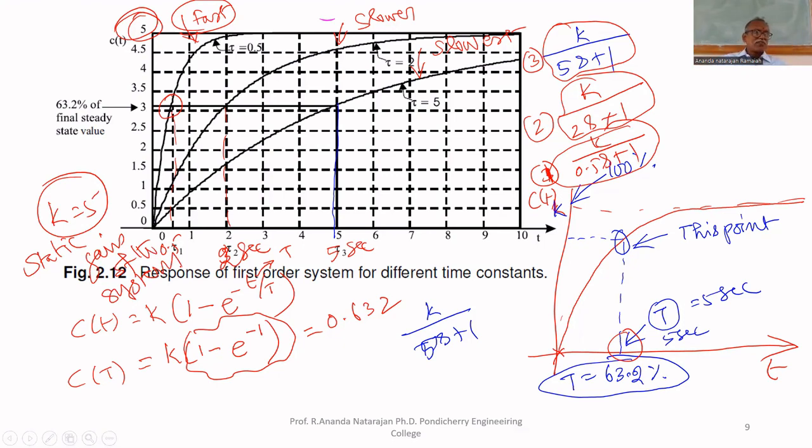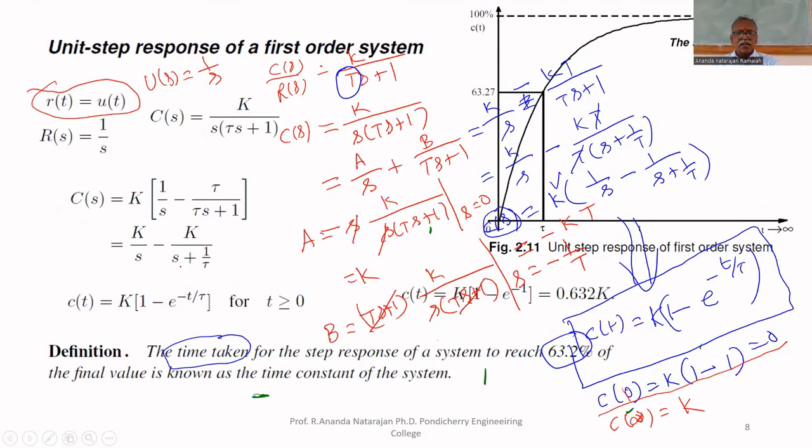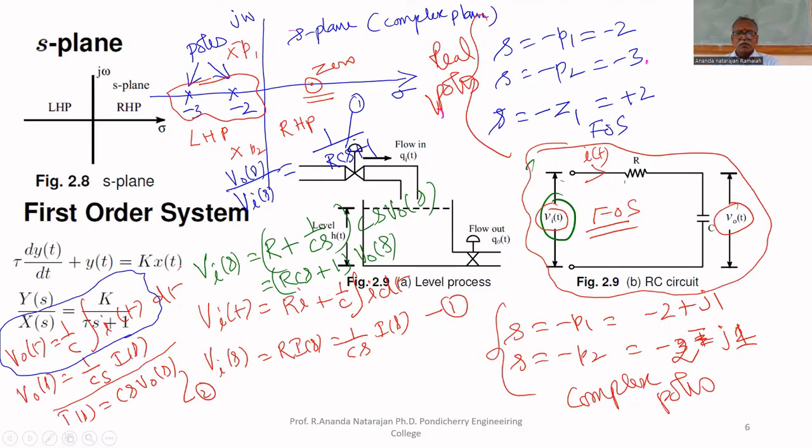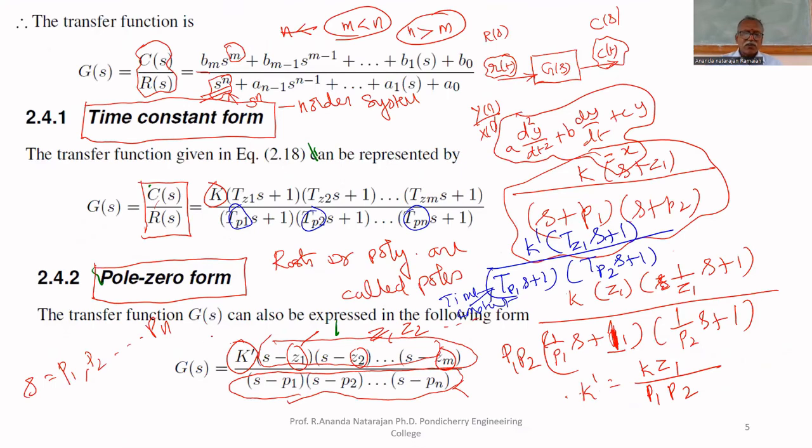But it should be in time constant form. It should not be in pole zero form. The k is correct when it is in time constant form. That we can understand from here. While writing the pole zero form, I wrote k dash. While writing in time constant form, it is written as k. K is not equal to k dash, because k dash equals what?